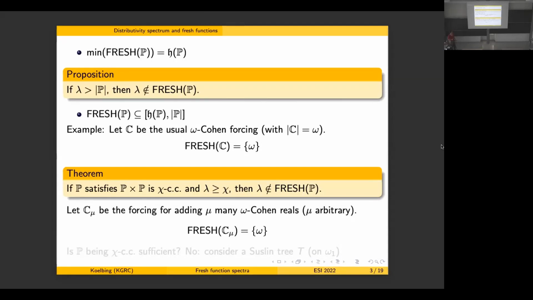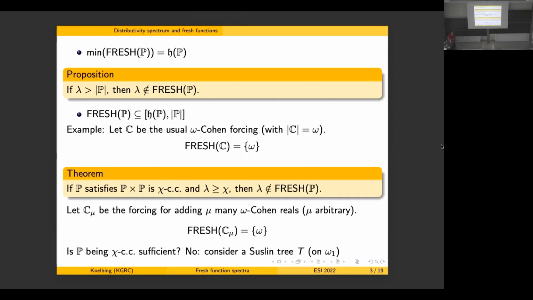This helps us to get the fresh function spectrum of the forcing which adds many Cohen reals. This forcing has no size mu, so we cannot use the first proposition about the size. But this Cohen forcing is Knaster, so the product is still c.c.c. So we get again that only omega is in the fresh function spectrum. Do we really need this product here, or can we just say that P has the c.c.c.? This is not enough in general, because if there is a Suslin tree, the Suslin tree forcing is c.c.c., but it adds a fresh function on omega-1.